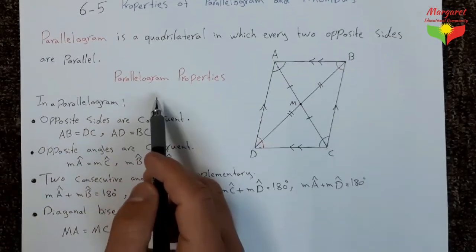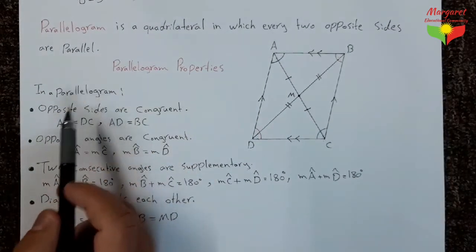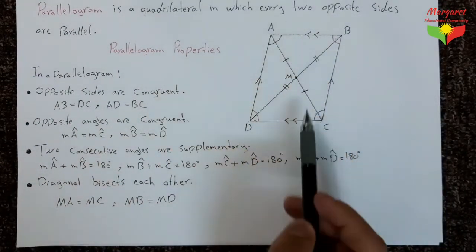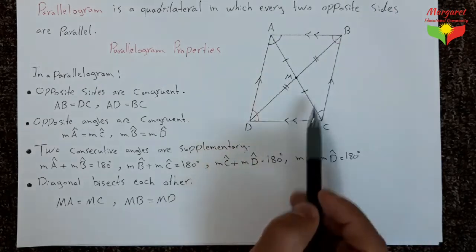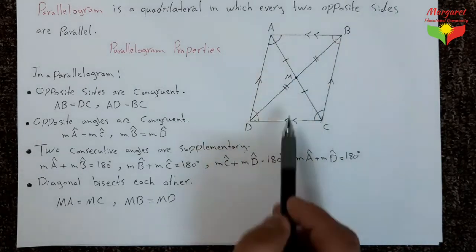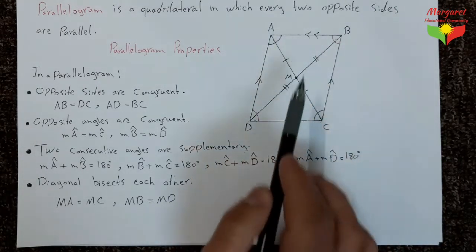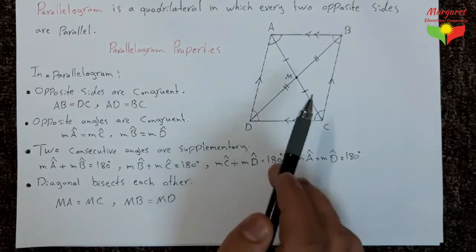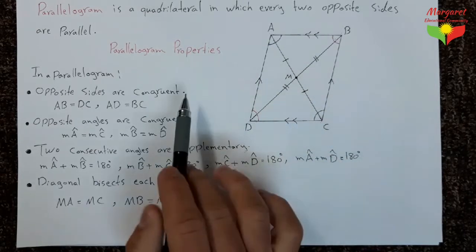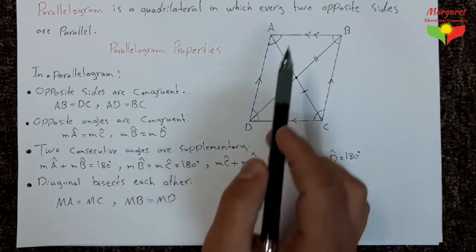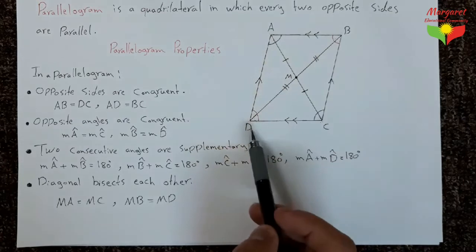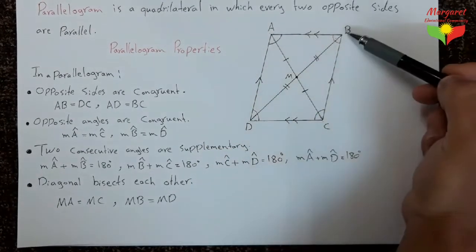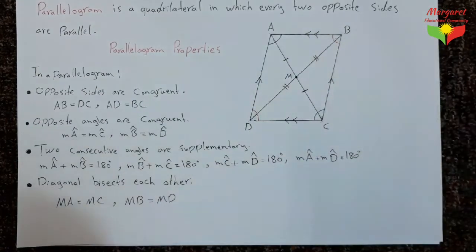The first one says in a parallelogram opposite sides are congruent. So they have the same measure or they are equal. For example, in this figure, side AB equal to side DC and AD equal to BC.